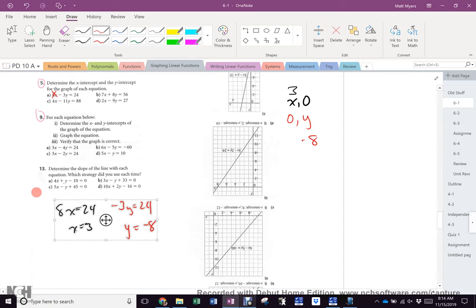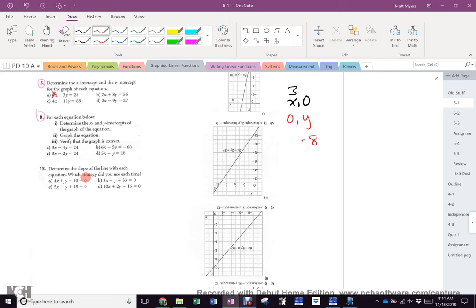Now, 13, there are four questions, so I want you to do them right now. It says determine the slope of the line of each equation. What strategy did you use? Remember, we have numerous strategies for finding slope. One, put it on a graph and count. Is that the best way? What did we just prove when we put something on a graph? What can happen? You might not know if the points are in the middle, yeah? So that's kind of barfy, right? So graphing isn't the best way to do it.